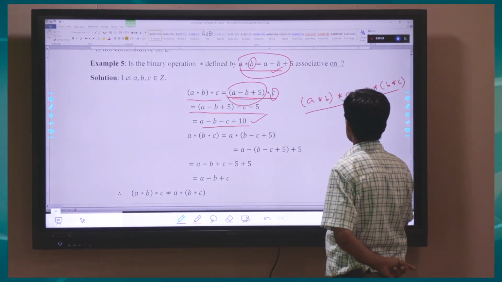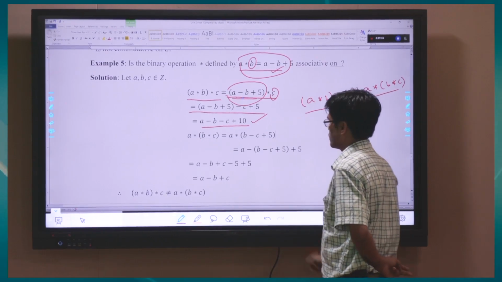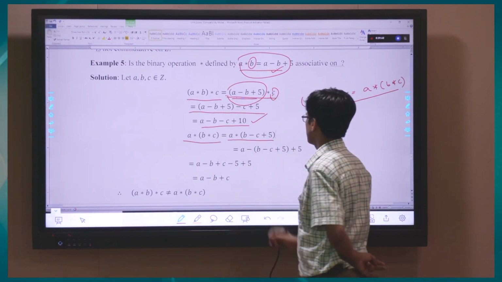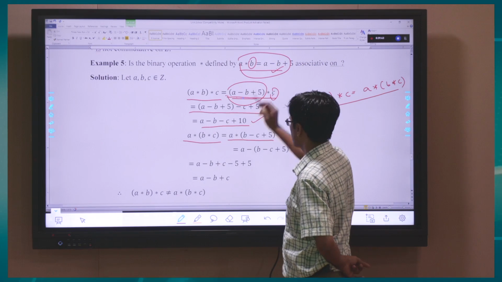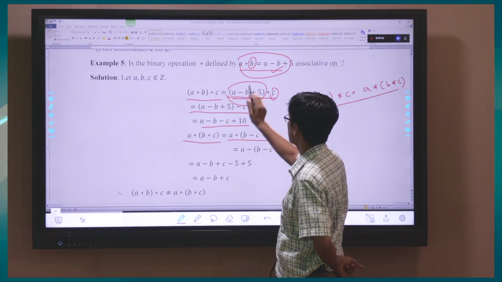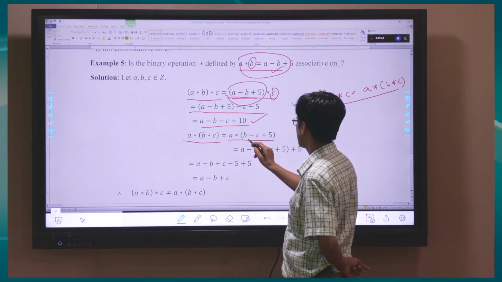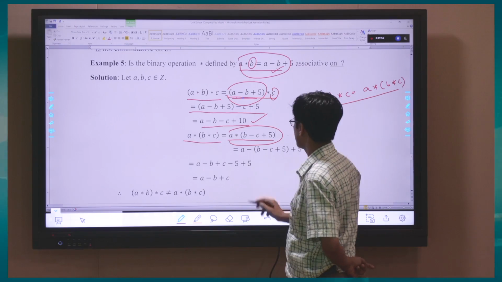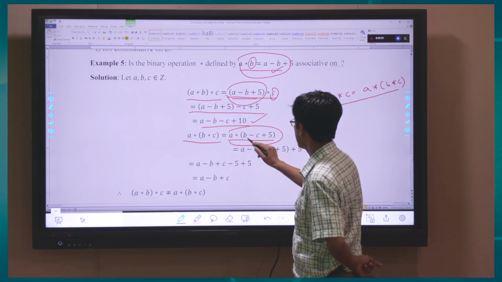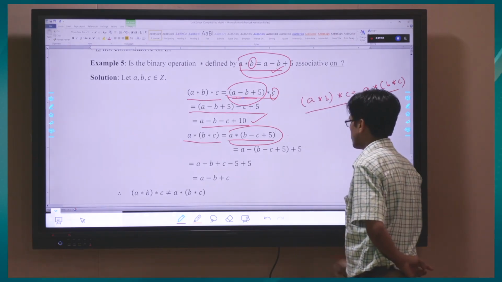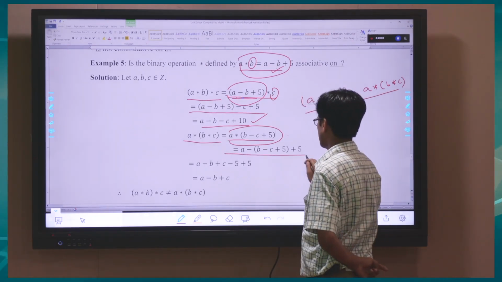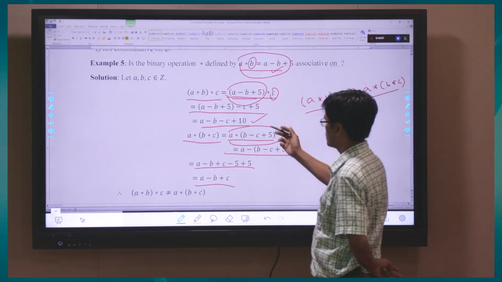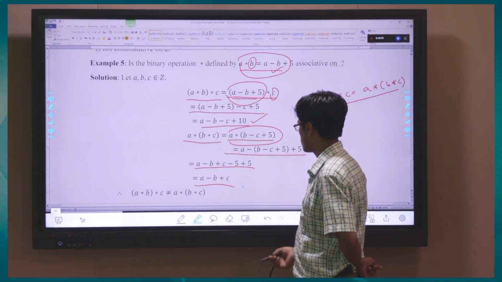Now we find the right hand side part. A star bracket B star C. We apply this result. Here A means B and B means C, so accordingly we put this result, B minus C plus 5. Again we apply this result, where A means A and B means B minus C plus 5. So we put it here. After simplification we get this. You see the result of the left hand side and the result of the right hand side are not equal.